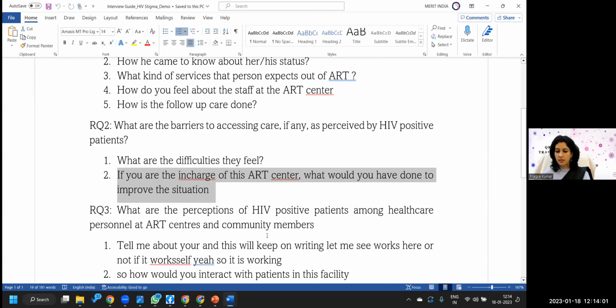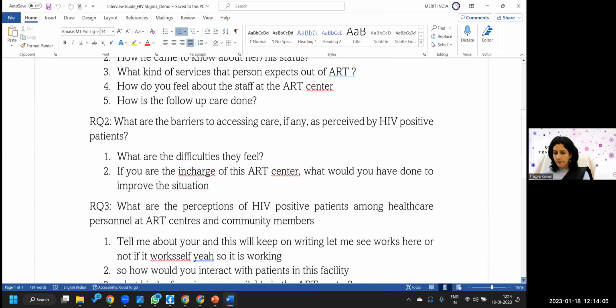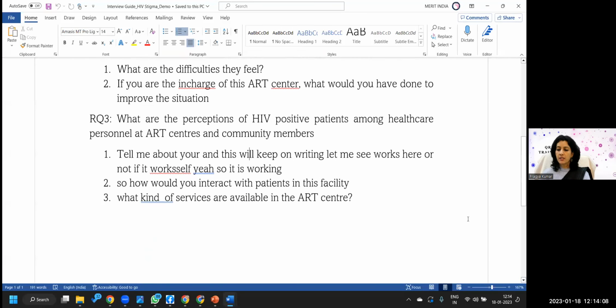Then again the third research question was, what are the perceptions of HIV positive patients among healthcare personnel at the ART center and community members? Again, there are some open-ended questions like, tell me about your work here. No, I think this is something else. This is the response, so I will delete this. This is not the question.